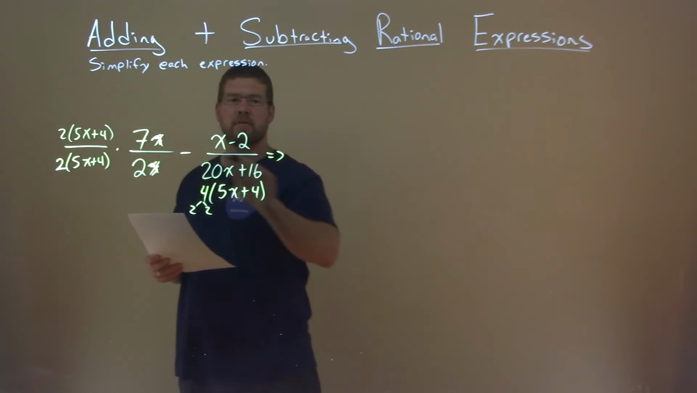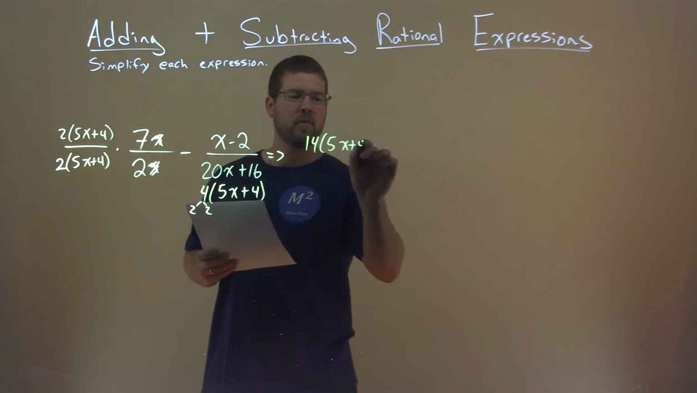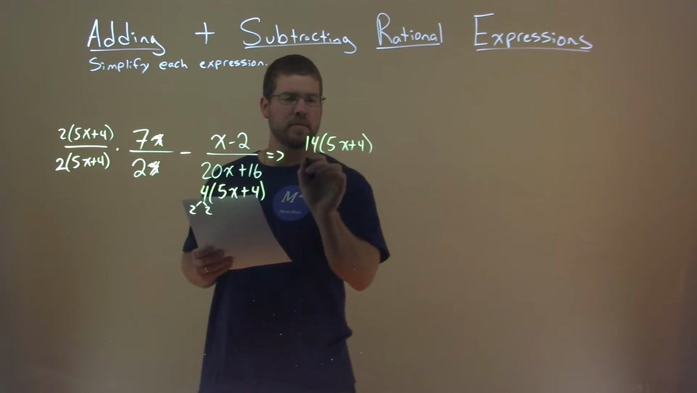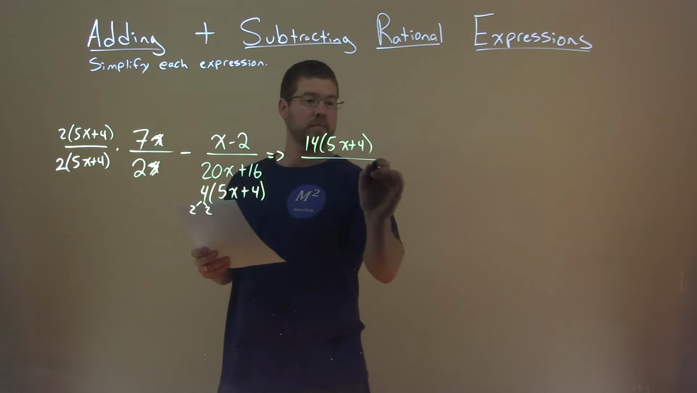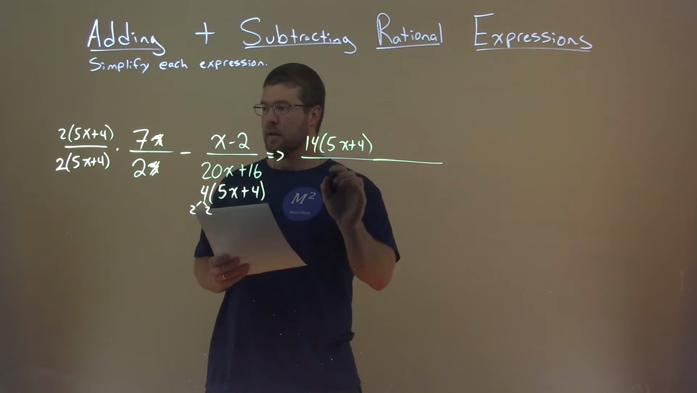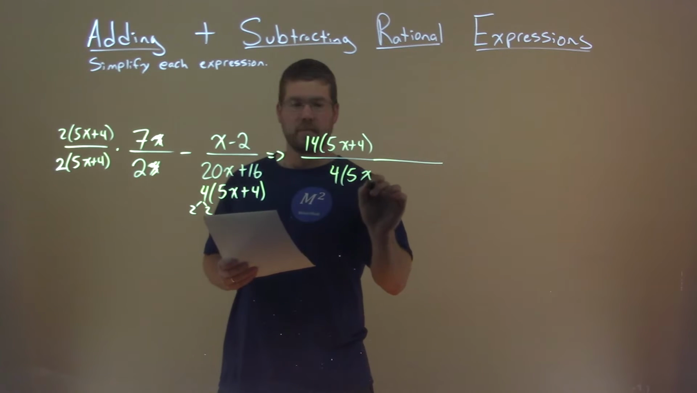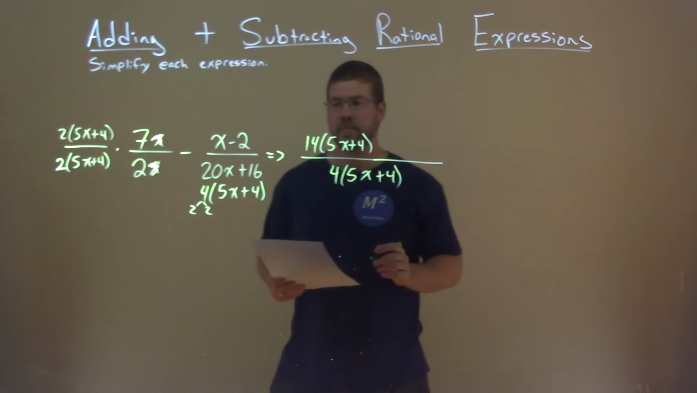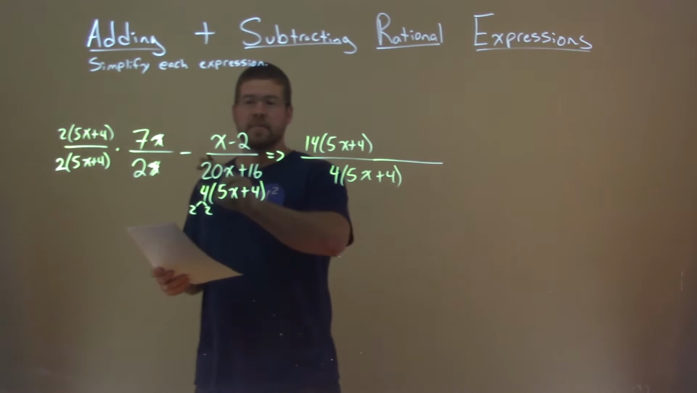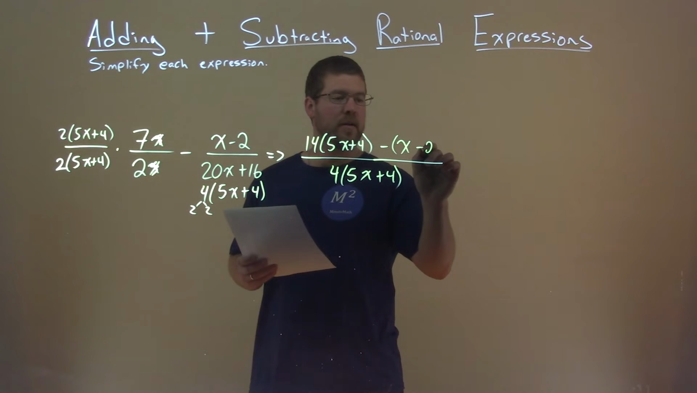Well, 2 times 7 is 14. And we have that 5x plus 4 here over the denominator, which is now going to be shared. We have that 4 times 5x plus 4. Okay, so 4 times 5x plus 4 is going to be a common denominator. Then we just have that subtracting x in parentheses, make sure you don't forget it, minus 2.